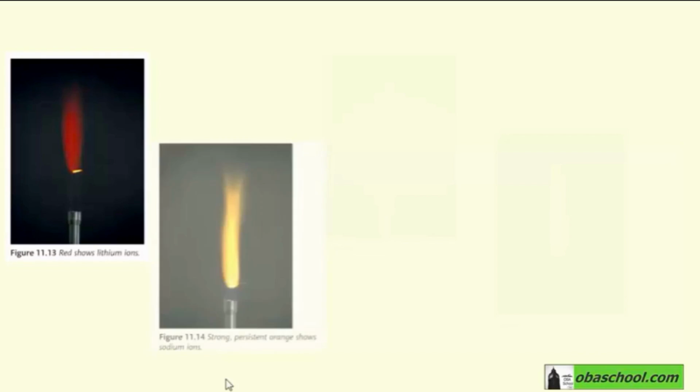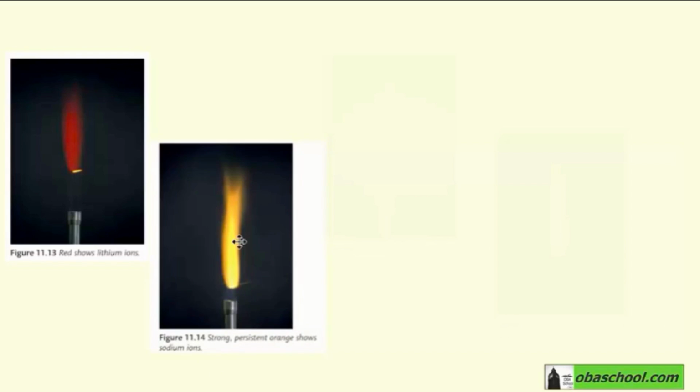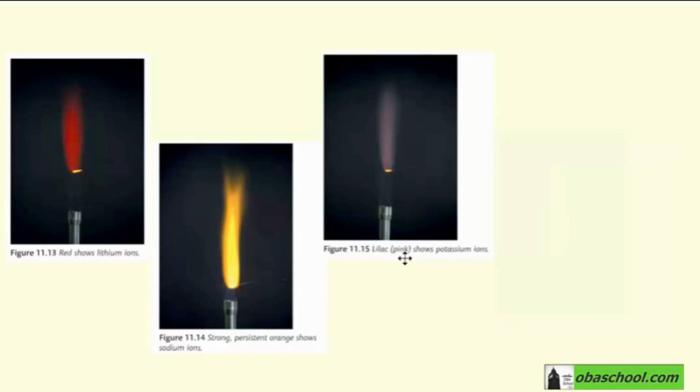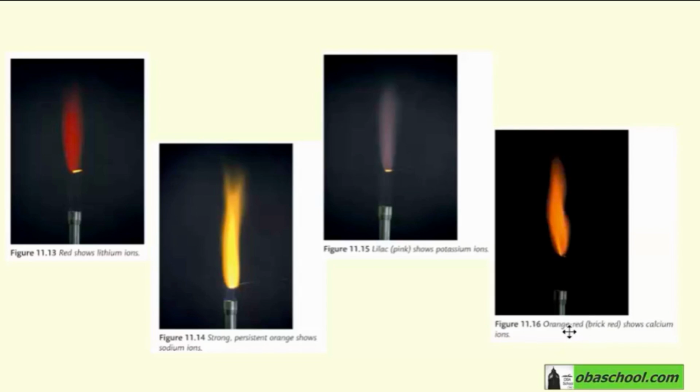Similarly, we did the same procedure, but this time we got a yellow or orange color. Strong persistent orange shows sodium ions. Lilac pink shows potassium ions. When we get this color, then this solid contains a potassium ion. And orange red, brick red, shows calcium ions.